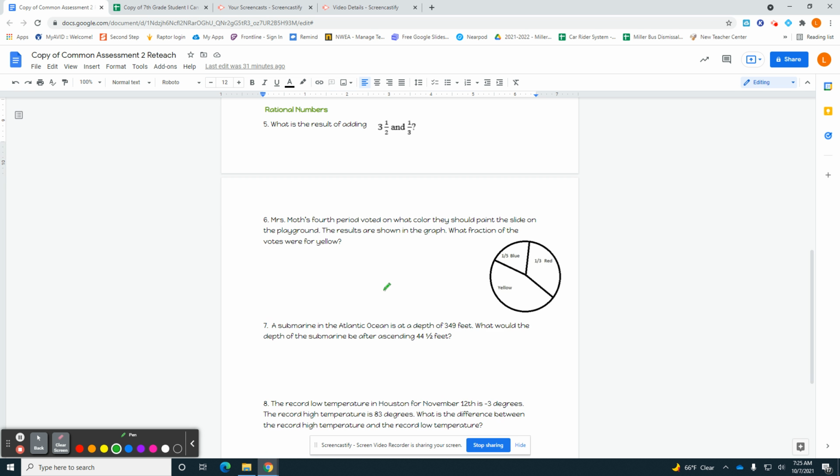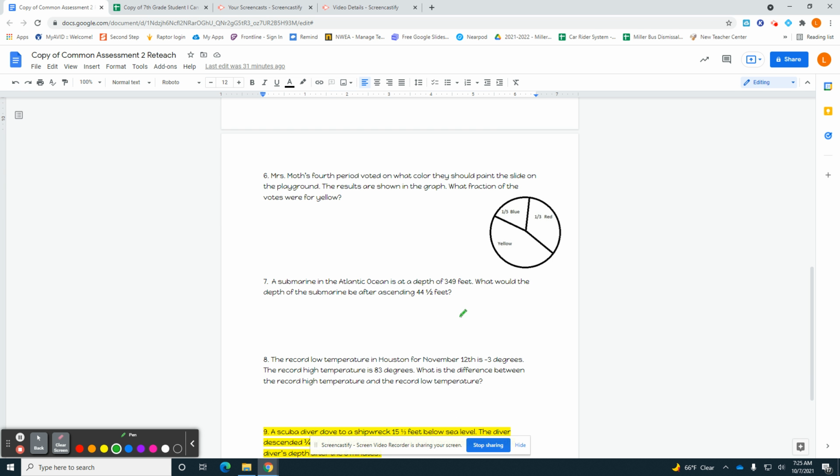It says Mrs. Mott's fourth period voted on what color they should paint the slide on the playground. The results are shown in the graph. What fraction of the votes were for yellow? Okay, so we want to know what fraction of the votes were for yellow. Yellow is right here. Okay, do we know how many people voted for yellow? No, right? It doesn't give us a fraction. But can we determine that? Yes, we can. Because we have the number of people who voted for blue and the number of people who voted for red.